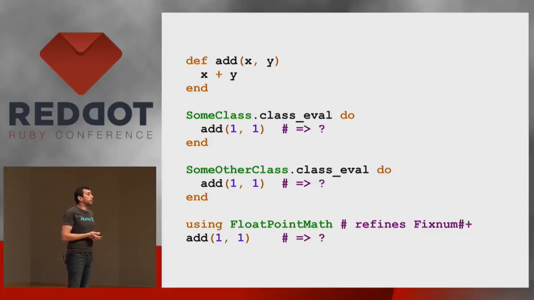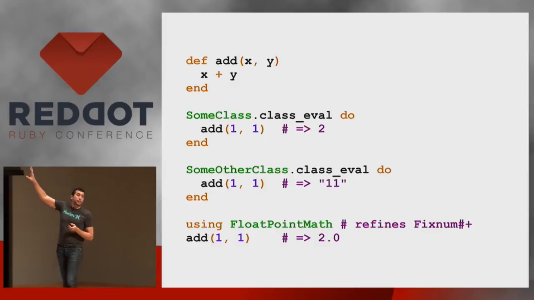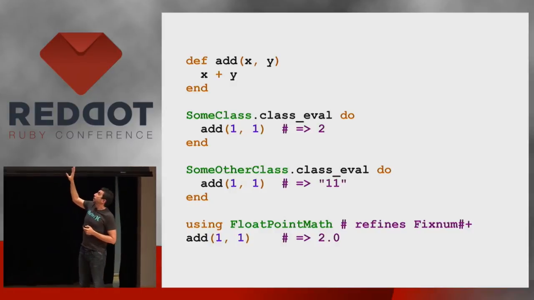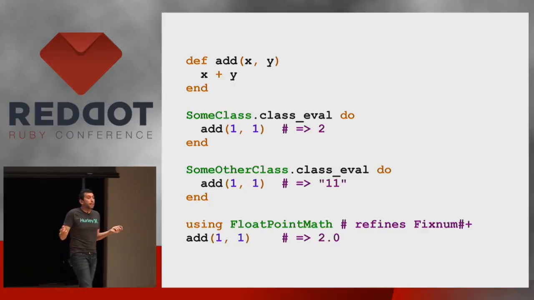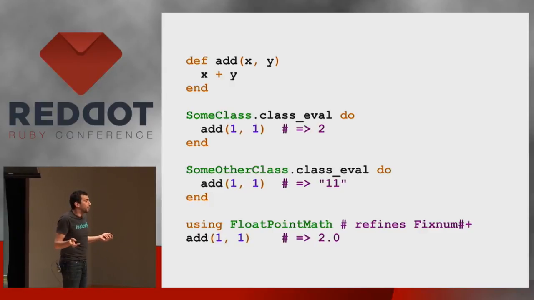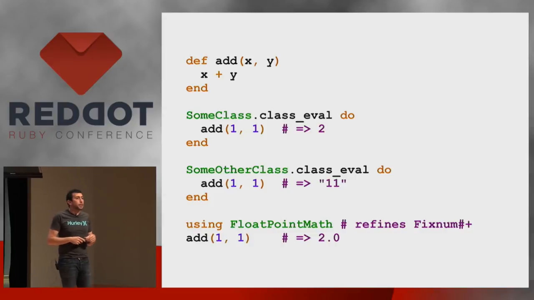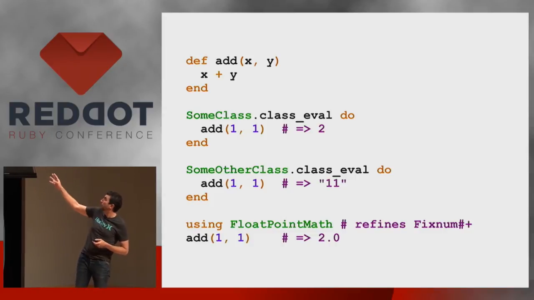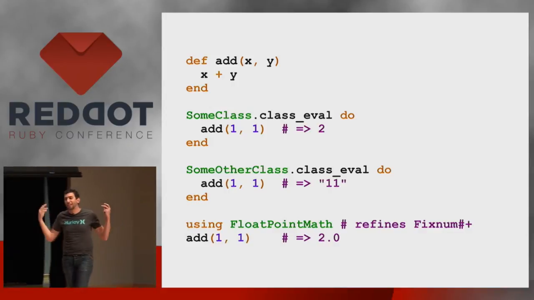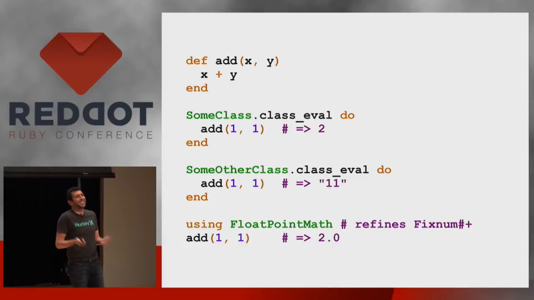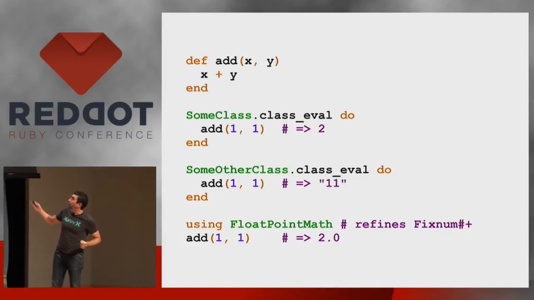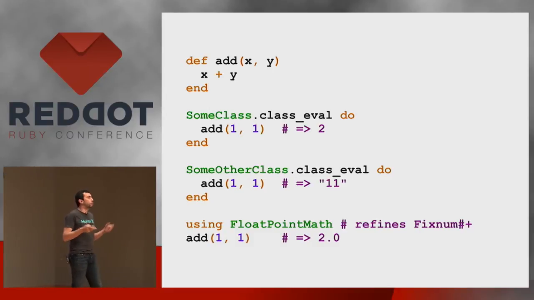Now, with dynamically scoped refinements, you might have a situation such as this one. Look at the three results in the three cases. In the first case, some class is not refining anything relevant here, so you get two, just like you expect. Some other class is apparently doing some psychotronic casting. It was probably written by a JavaScript developer, so it converted numbers to strings and then concatenated the strings, okay? Just because. And floating point math is deciding that it will never return integers. It always returns floats, so it's returning a float from the operation.